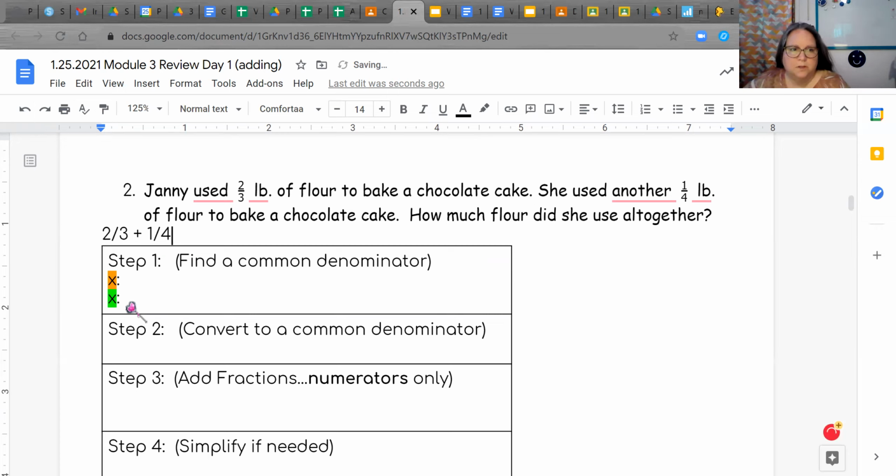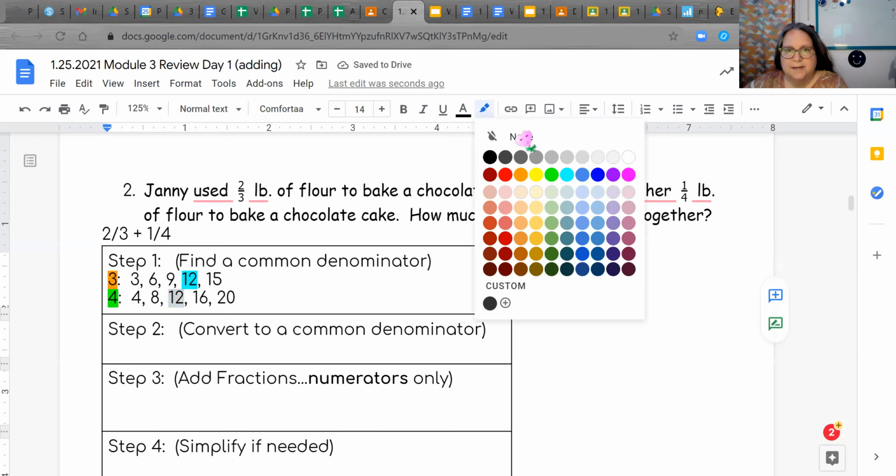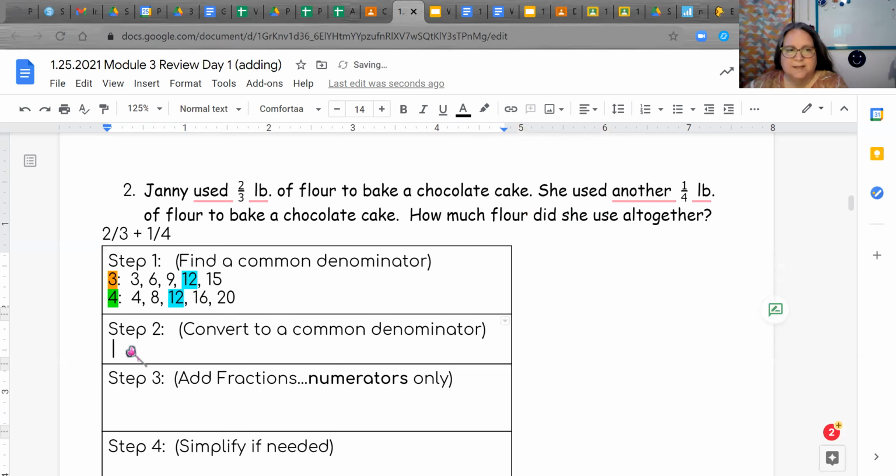So I see that I have thirds and quarters. So I'm going to go 3 and 4. So right here, you guys, I'm going to do my 3s: 3, 6, 9, 12, and 15. And then right here, I'll do my 4s: 4, 8, 12, 16, and 20. Yes, guys, you're right. It is 12. So I'm going to quick highlight it. Remember, I highlight just to remind me what's my common denominator, my least common multiple.